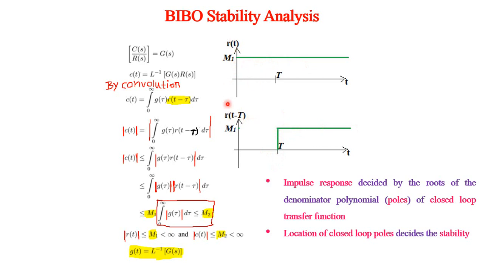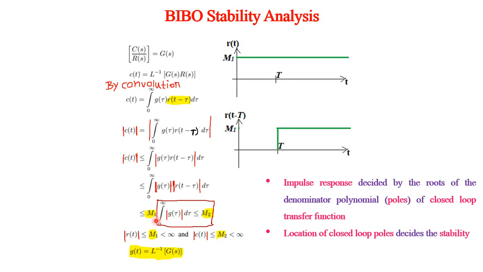Because of the time shift, the bounded nature of the input is not at all affected. Therefore, if R of t is bounded, modulus of R of t minus tau is also bounded with the same boundedness. Since we have taken modulus of R of t less than or equal to m1 less than infinity, modulus of R of t minus tau is also less than or equal to m1 less than infinity. So this m1 is taken outside the integration symbol. Therefore, modulus of g of tau d tau is inside the integration.